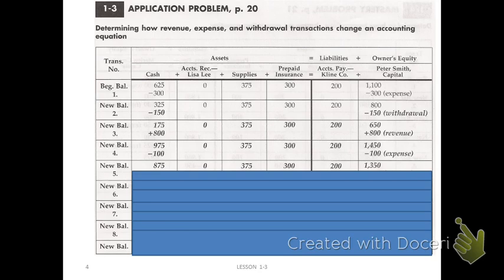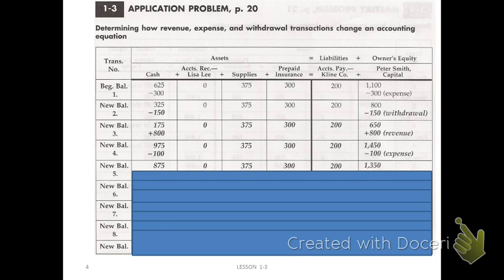Transaction 5 says we sold services on account to Lisa Lee for $400. Okay, so we made a sale. We didn't collect the money today, though. We're going to collect that money at a future date. But we have to record that sale now because it happened today. We will record that receiving of cash at a later time. So right now, sold services, we know that's going to affect our revenue. That's going to increase our capital in the form of revenue by $400.